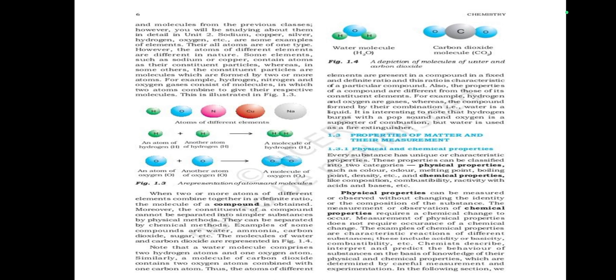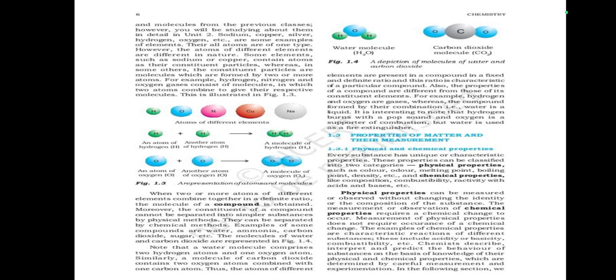Properties of matter and their measurement. Physical and chemical properties. Every substance has unique or characteristic properties. These properties can be classified into two categories: physical properties such as color, odor, melting point, boiling point, density, etc., and chemical properties like composition, combustibility, reactivity with acids and bases, etc. Physical properties can be measured or observed without changing the identity or the composition of the substance. The measurement or observation of chemical properties requires a chemical change to occur. The measurement of physical properties does not require occurrence of a chemical change. The examples of chemical properties are characteristic reactions of different substances. This includes acidity or basicity, combustibility, etc.